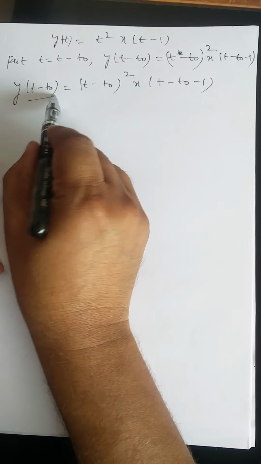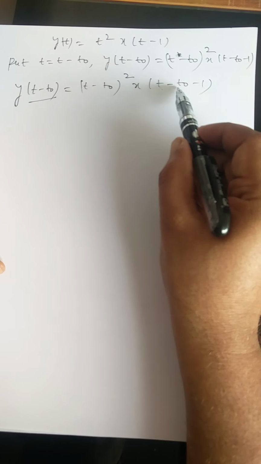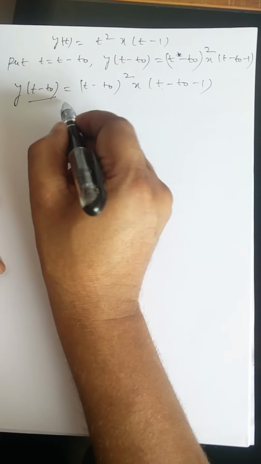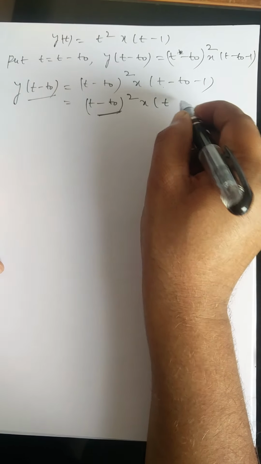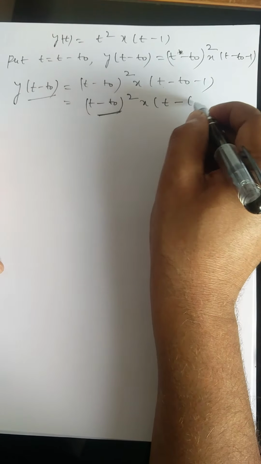See here, output is delayed by t naught units, but input is delayed by t naught plus 1. That is t minus t naught whole square, this is amplitude scaling. Take minus common here. Input is delayed by t naught plus 1 units, whereas output is delayed by just t naught units. That means the delay in the output signal is not in accordance with the input signal, because the input signal is delayed by t naught plus 1 units. Output is delayed by just t naught units, hence it is not time invariant, or you can say that it is time variant.